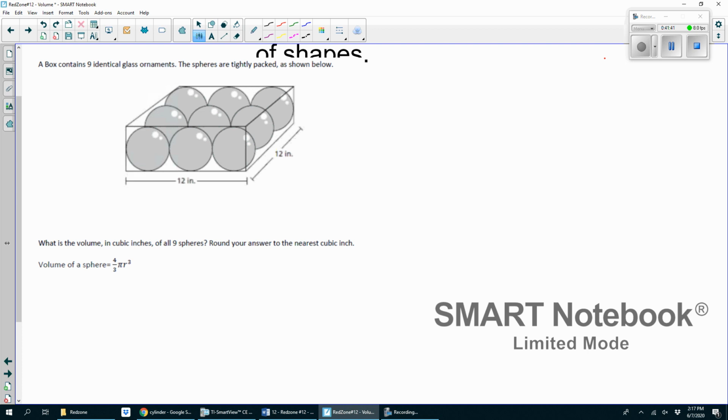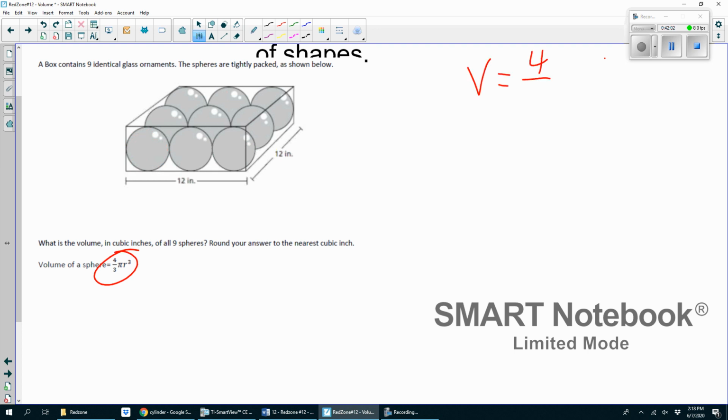So a box contains 9 identical glass ornaments. The spheres are tightly packed as shown below. What is the volume of all 9 spheres? Well, since they're all identical, I really just need to find the volume of one of them and then multiply it by 9. So I'm just looking for the volume of one sphere, and they give you the formula.